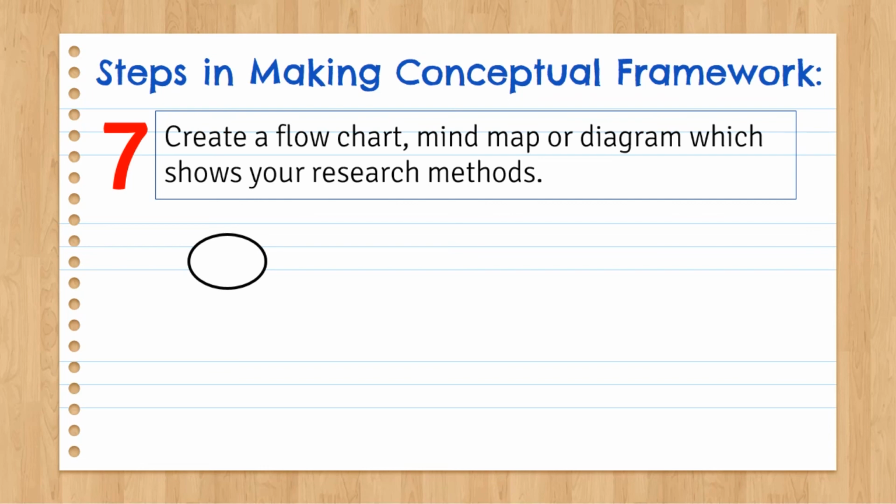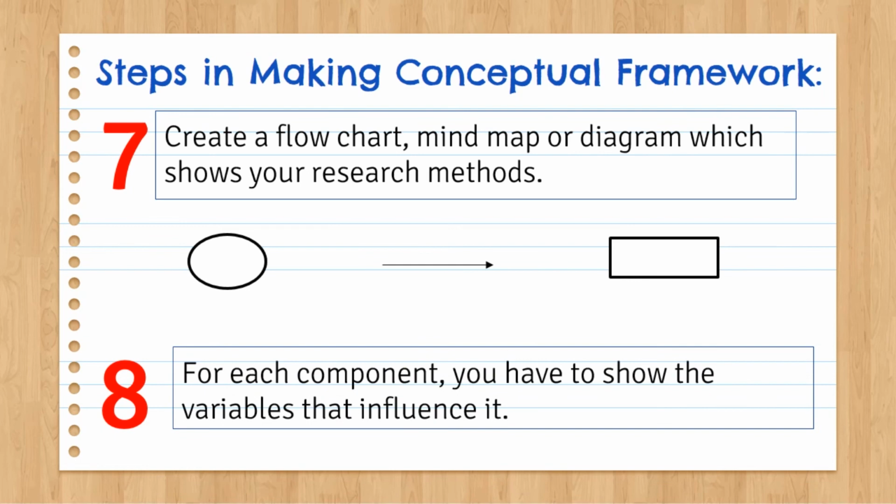Or you could also use an arrow. The stick line arrow is used to show the relationship between variables. And the third one that you could use is a rectangle. This is used to group the variables and theories in your research. And for the last step, for each component, you have to show the variables that influence it. And here is an example.